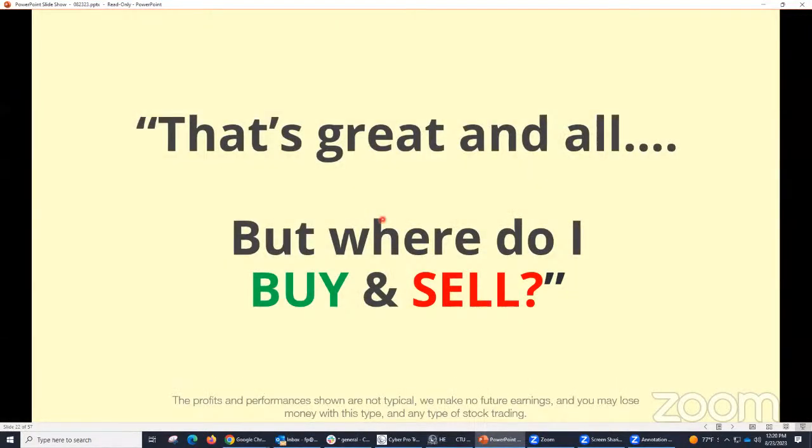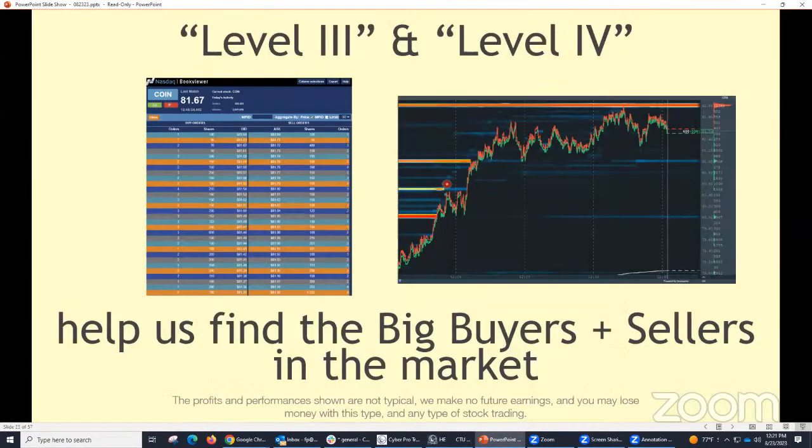Now, even though we find these stocks, the question is, how do we know which one is going to continue to go higher? How do we know which one is going to continue to go lower? What's making it go up? What's making it go down? So what I want to talk about is something called level 3 and level 4.